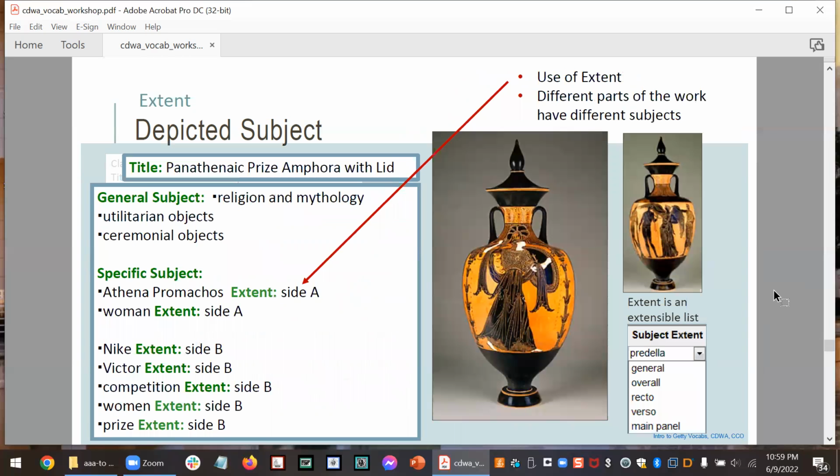Now here's extent. So for subject matter, it might be interesting or important for your collection to note where the subjects are located. For Greek vases, this is often true. You have one subject on side A and the other on side B, and so you can use the extent field for that.